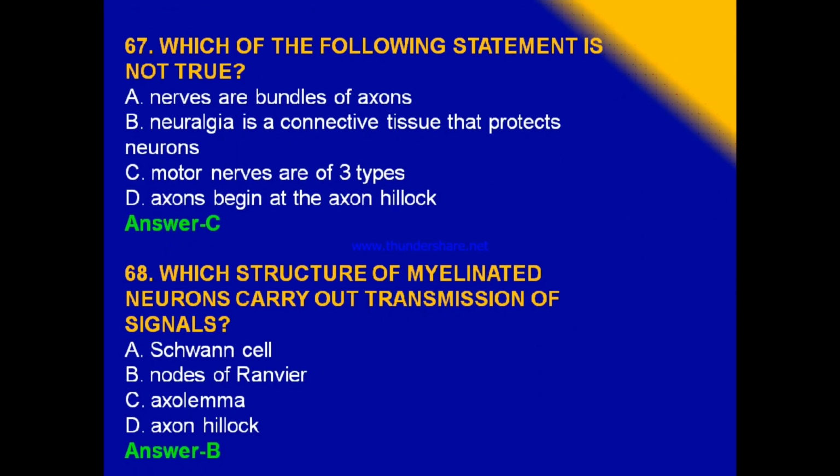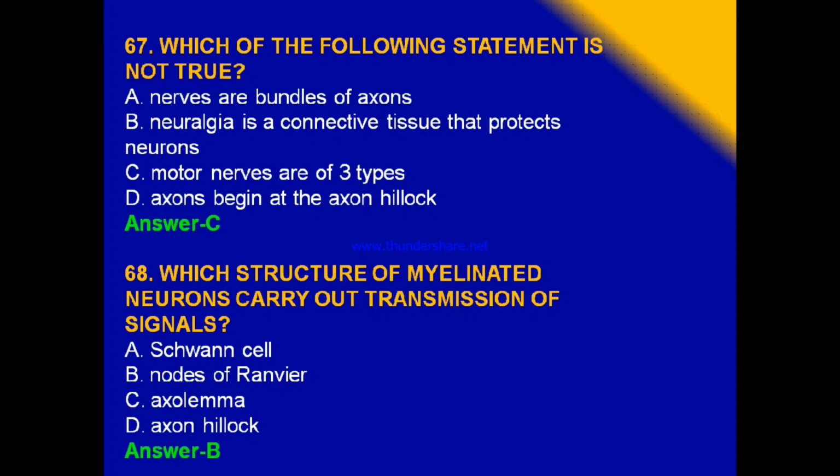Which of the following statements is not true? That means false statement. Nerves are bundles of axons. Right answer. Neuroglia is a connective tissue that protects neurons. This is also right. Motor nerves are of 3 types. No, this is wrong. Axons begin at the axon hillock. Obviously, axon begins at the axon hillock. This is the right answer. So the wrong statement is motor nerves are of 3 types.